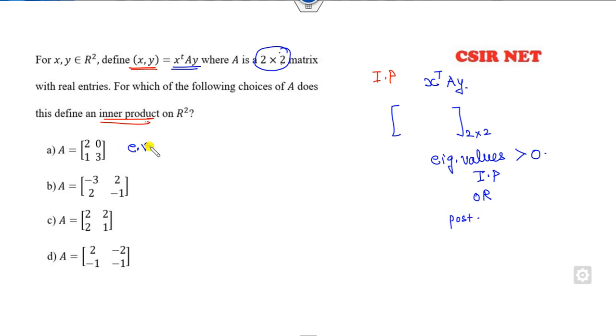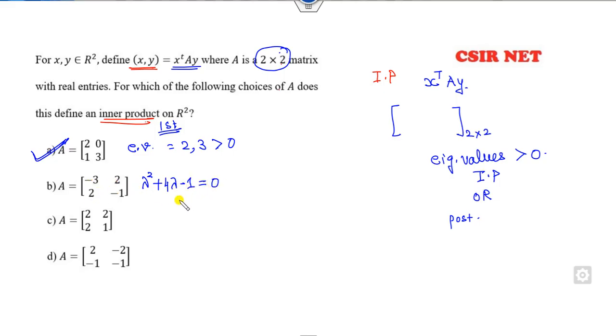Look at that. What are the eigenvalues of this? 2 and 3, which is greater than 0. So this is the right answer. In this case, you can see the sum will be -1, +1. We can't say that. So you can find the eigenvalue. This is the first method. How you can find the eigenvalue? The sum of the eigenvalues is 4. Product of them is 3 minus 4, it's -1. So clearly says that.